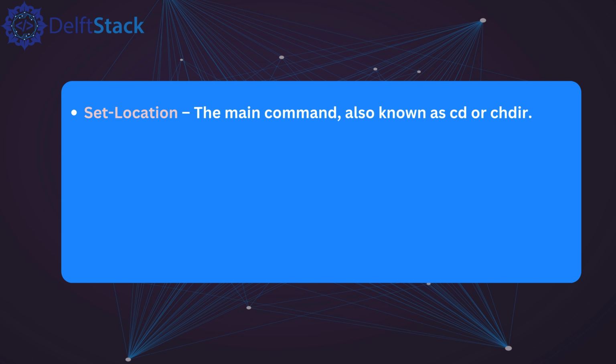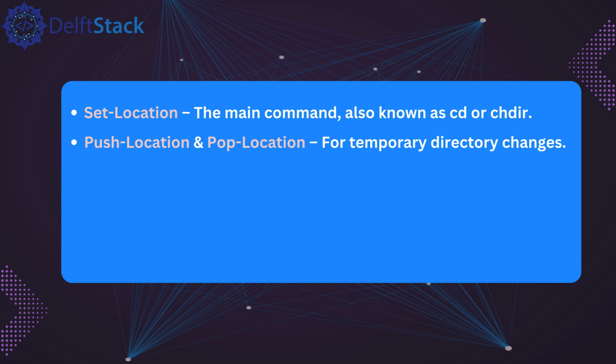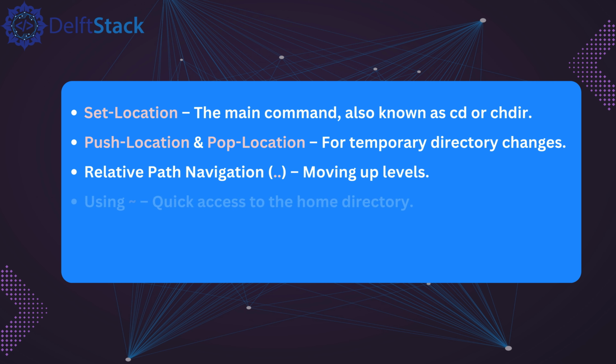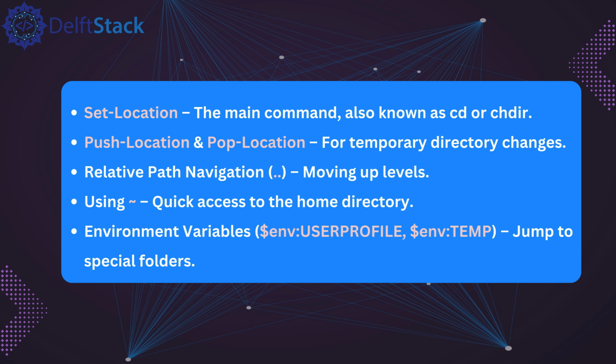Then we'll look at cd and chdir, which are just shortcuts for Set-Location. Next, we'll explore Push-Location and Pop-Location, which allow you to temporarily change directories and return to your original location. We'll also cover relative paths, which let you move up levels using ..  Then we'll see how to quickly access your home directory using the tilde symbol. And finally, we'll use environment variables like $env:USERPROFILE to jump to specific system folders. Now that we have an overview, let's go step by step.